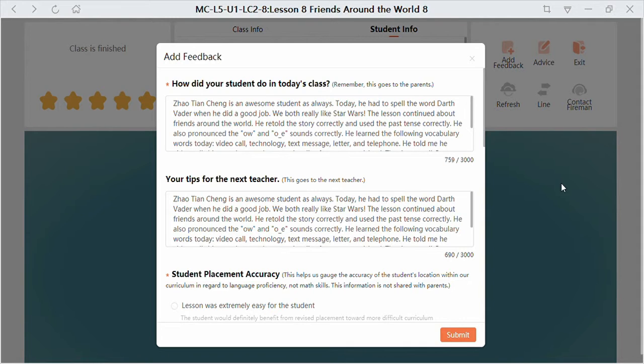And there is not really a template that you have to follow when you give feedback. This is a teacher's personal touch about what you think the student needs to improve on, what you think the student is doing well in, and it also gives parents a chance to get to know you and for you to tell them how you're connecting with their child.